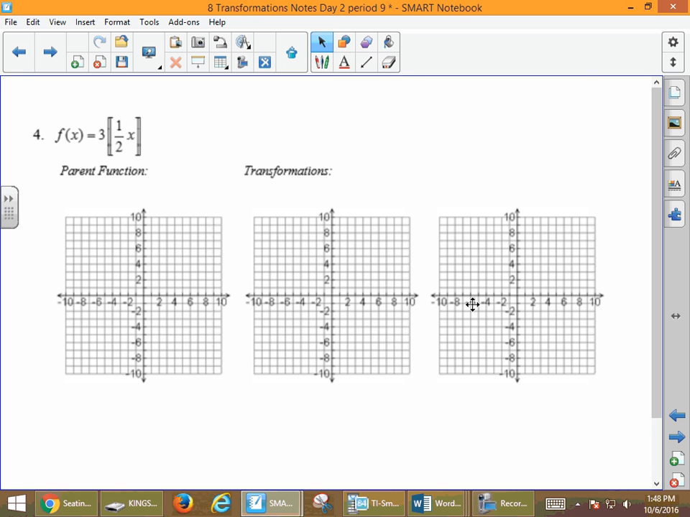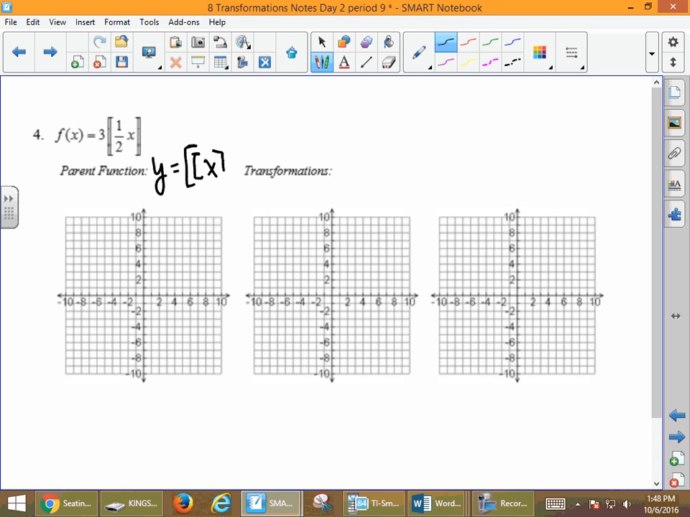So as we look a little bit more closely at example number 4 here, our parent function is the function with the double brackets there. I oftentimes call it the greatest integer function. Also in our notes we called it the floor function. It looks like a bunch of stair steps. Hard for me to draw on such a small graph. I'll do the best that I can here. But there's going to be a stair step there.